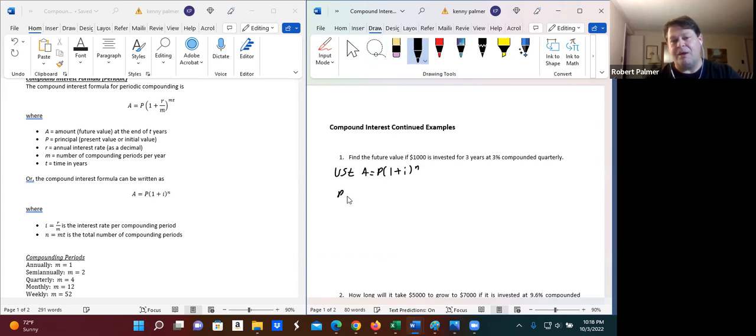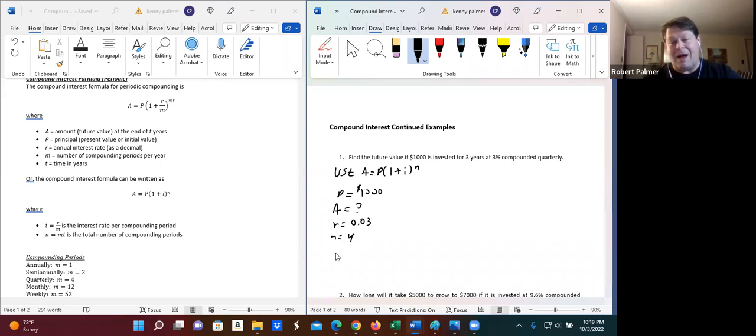Okay, for P, that's what we're investing. That's the $1,000. Now it says find the future value. So A is our future value. That's our unknown. Then R, and you define I and n. So our interest rate as a decimal, it's 3%. It's going to be 0.03. And then M, it's compounded quarterly. So M is 4 times per year.